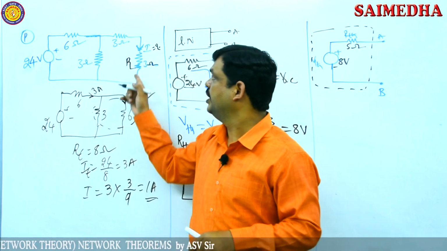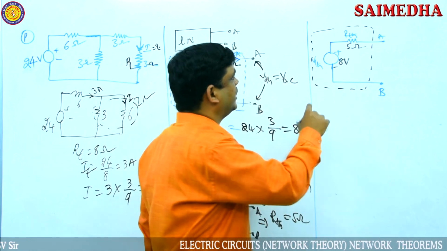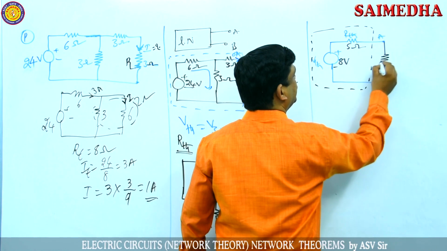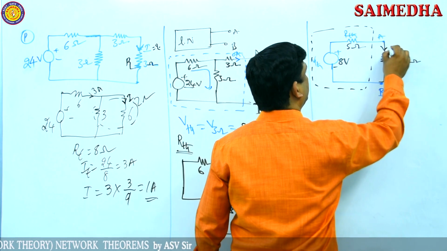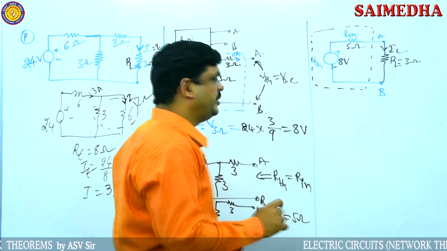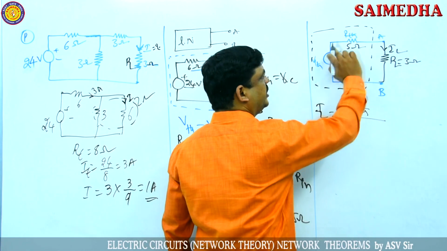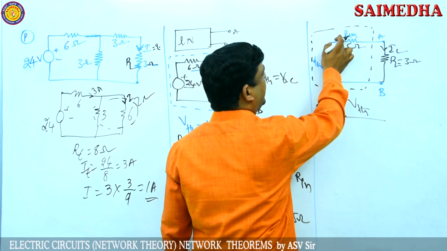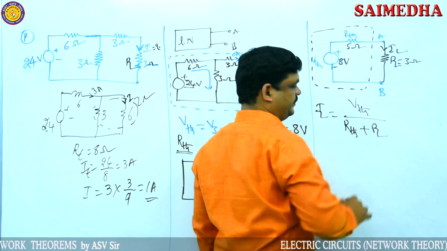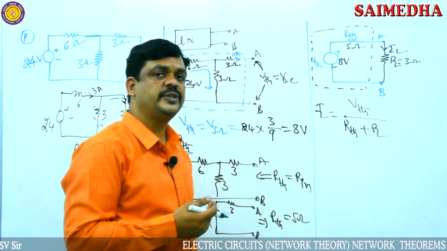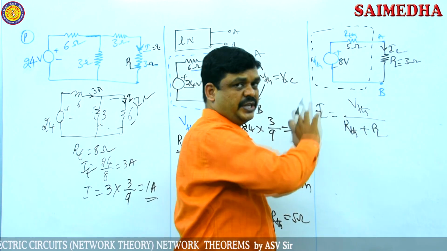But according to the given question, find the current through the 3 ohms resistor. So for the current through the load resistor, connect the load resistor in between the open circuit load terminals, this is 3 ohms. Then we want the current through this one. According to Thevenin's theorem, the load current IL is equal to Thevenin's voltage divided by the total resistance. Here RTh and RL are both in series, so it becomes RTh plus RL. So the load current is equal to the total voltage divided by RTh, Thevenin's resistance, plus the load resistance.